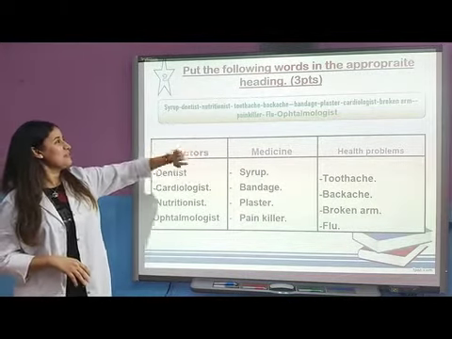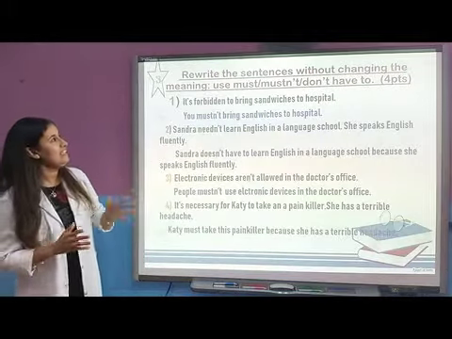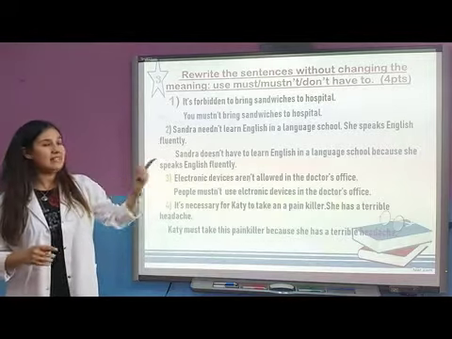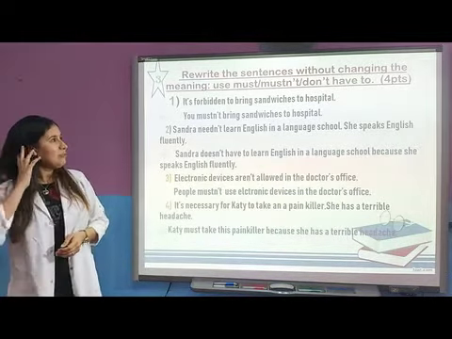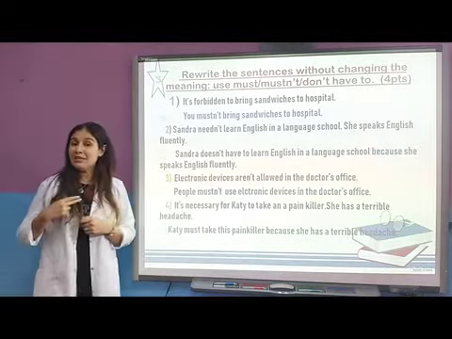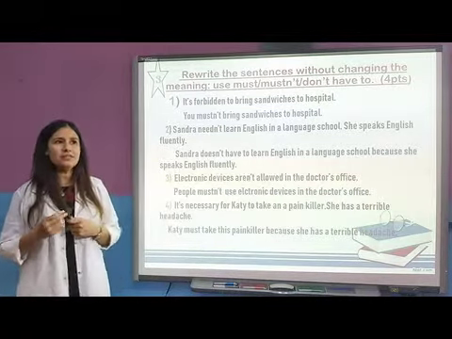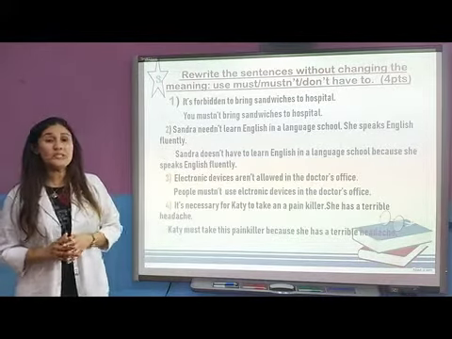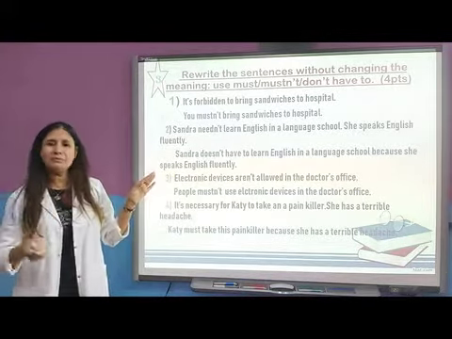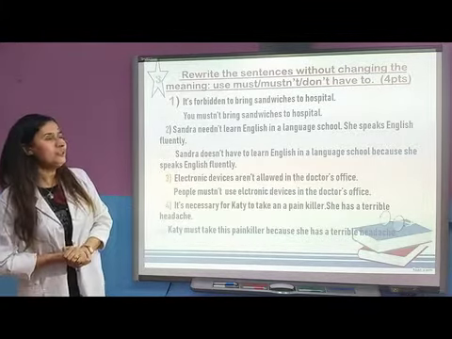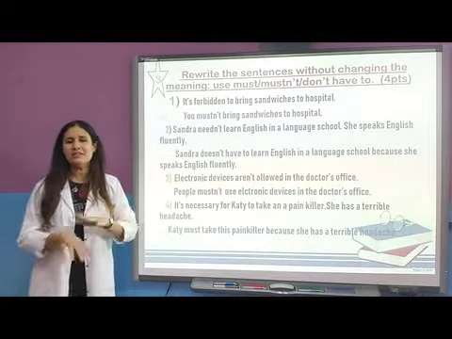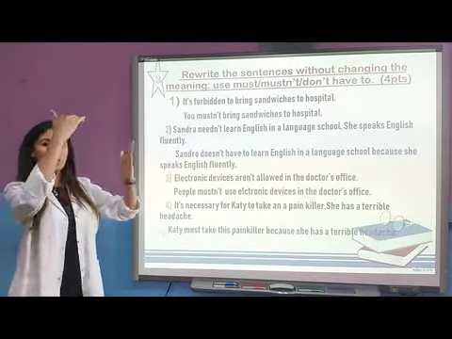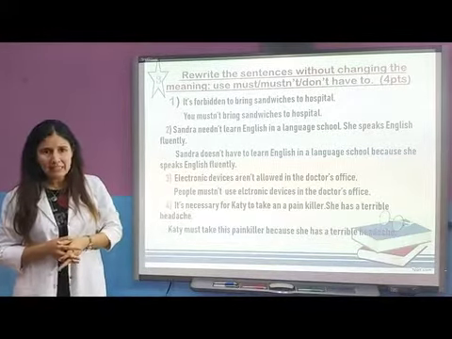Alright? Now let's correct the second exercise, and here you are supposed to use modal verbs and rewrite the sentences without changing the meaning. Before we do that, let me just remind you that must is used in order to express obligation, something which is compulsory. Mustn't is used in order to express prohibition, something which is forbidden. And don't have to expresses no necessity, no obligation, something that you needn't do.